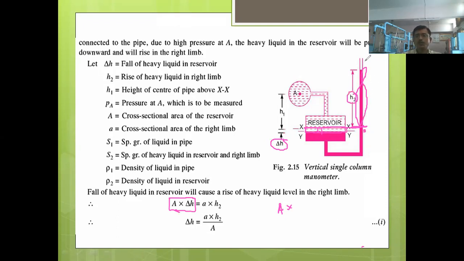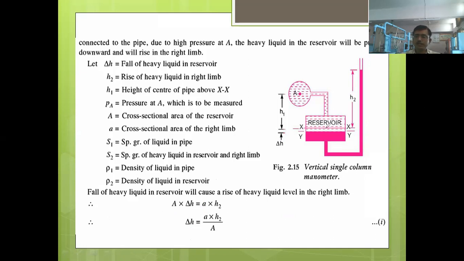This H2 multiplied by the cross section area of this manometer tube. So this H2 multiplied by the cross section area, given by small a. Now we are interested in delta H. Therefore, delta H is equal to a into H2 divided by capital A. So we have got the value of delta H. Now, why is this delta H required? You will understand on the next slide.